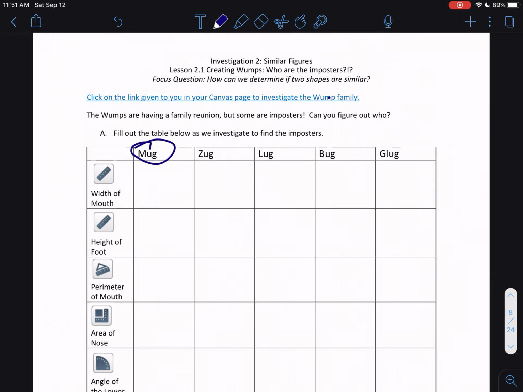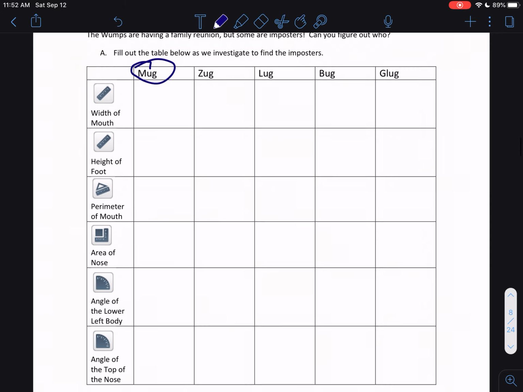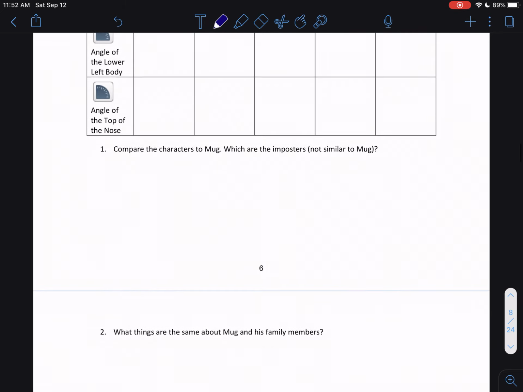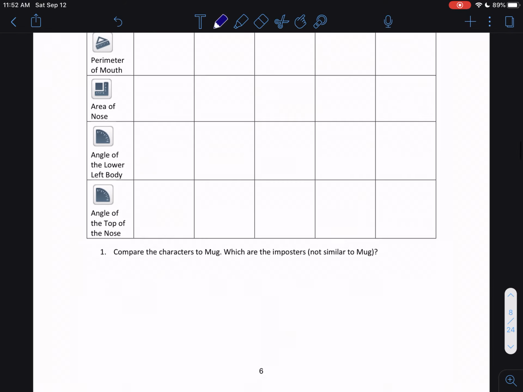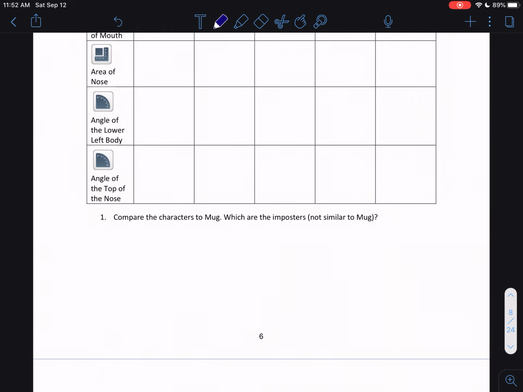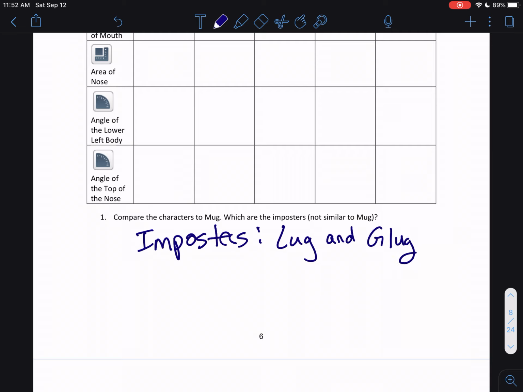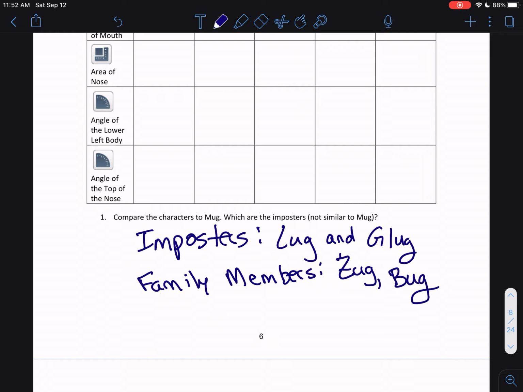Okay, so we're back. I'm not even going to fill out the table because you should have it filled out. If you need to check your answers, there is an answer key available. So hopefully you found that the imposters were lug and glug. And the family members, and these are all in relation to mug, are zug and bug.